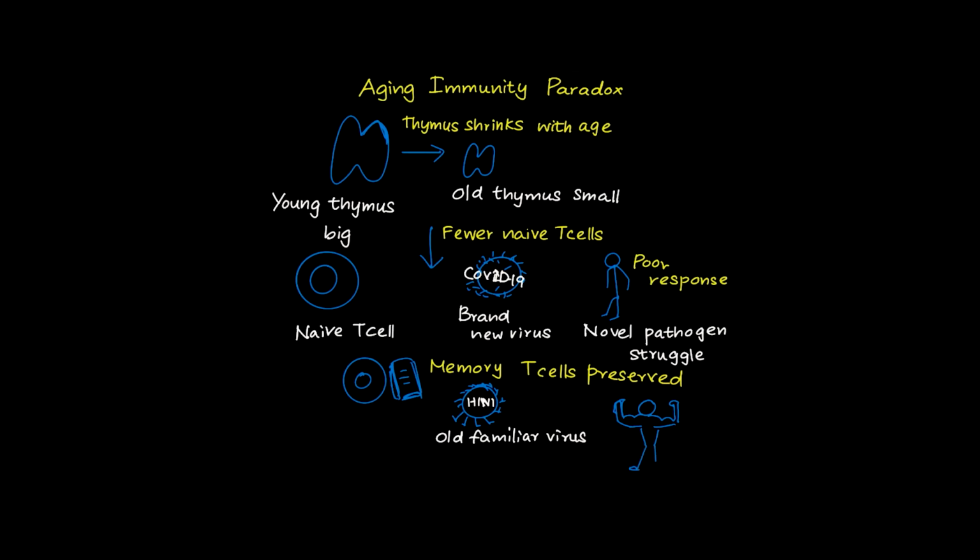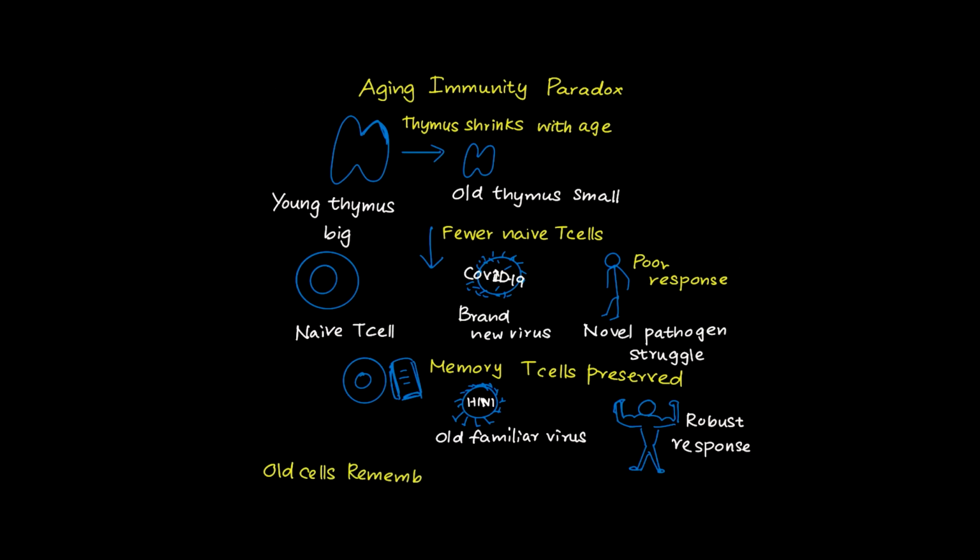Option A is wrong because complement changes do not selectively affect only new pathogens. Option B is wrong because memory-based antibody responses to familiar viruses often remain strong in elderly patients. Option D is wrong because innate immunity does not vanish with age.